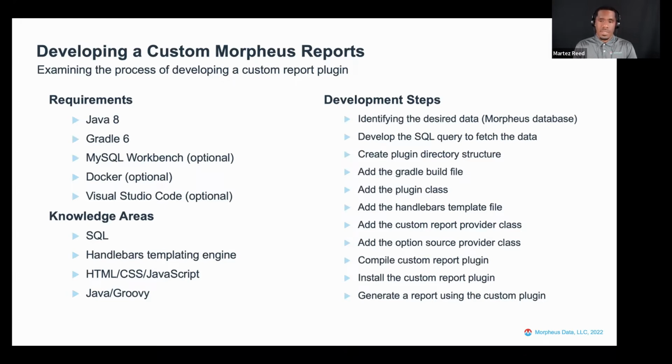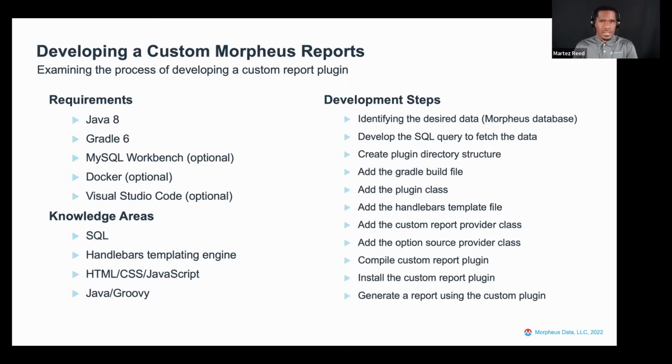First thing, identifying the desired data from the Morpheus database. We've taken a look at what we want our custom report to be. In our particular example, we're going to develop a report that provides us data or insight into AWS EBS volumes that are in the Morpheus database. So that's the data that we want. We're going to have to investigate where that particular table lies and see what data is there, and see if we need to enrich that data utilizing another table in the Morpheus database.